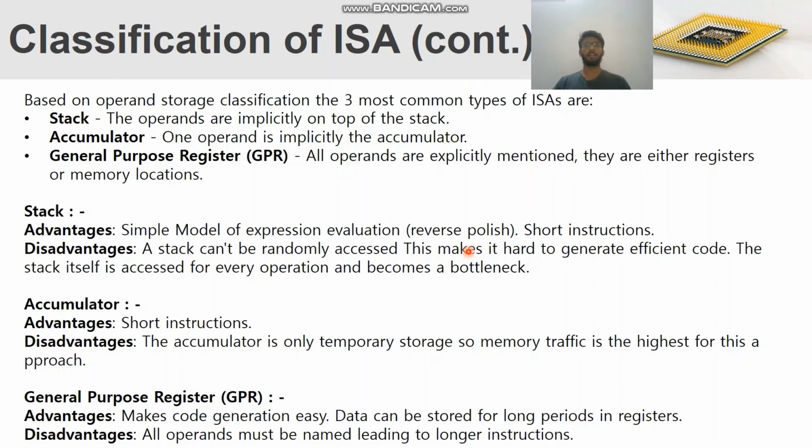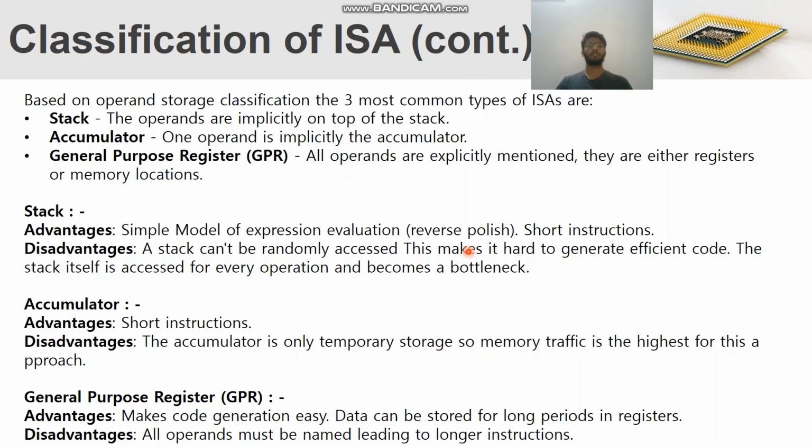In the accumulator architecture, the advantage is the short instruction, as one of the operands is implicitly the accumulator, so we don't have to specify that operand. So it makes the instruction short. But the disadvantage of the accumulator architecture is that the contents of the accumulator are only temporary, so we have to move the contents of the accumulator before performing the next operation. So this makes the memory traffic higher using this approach.